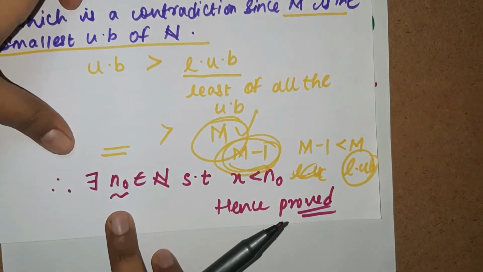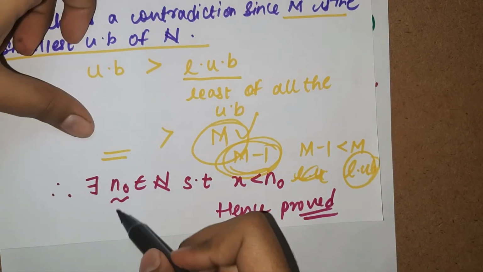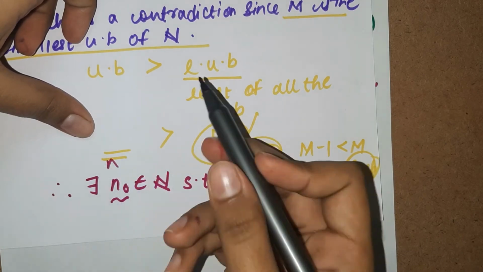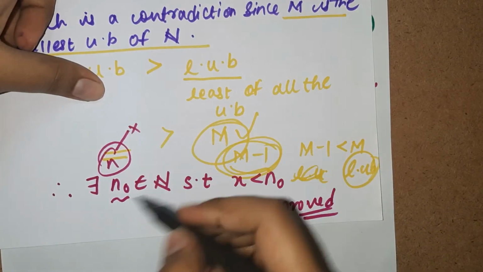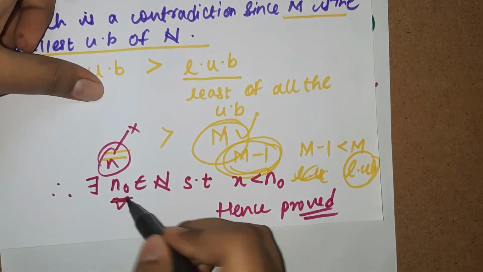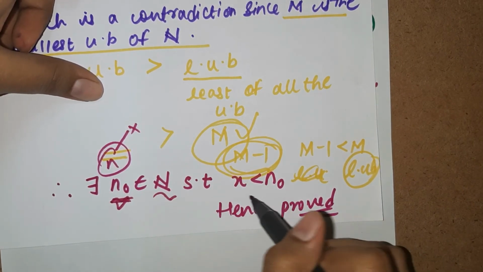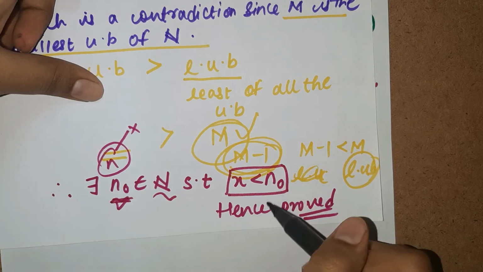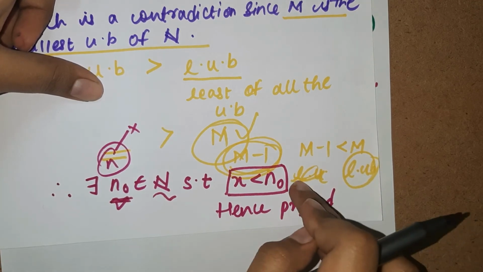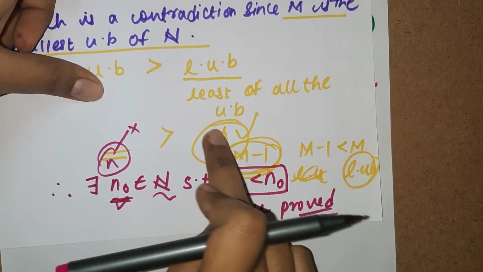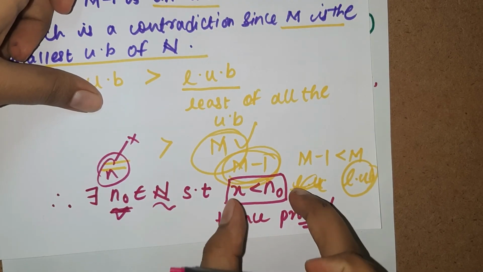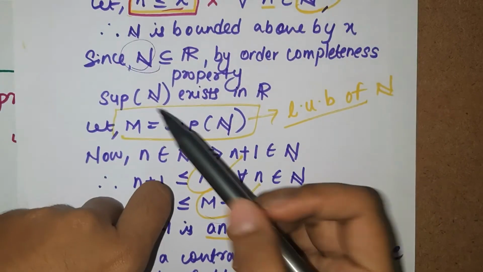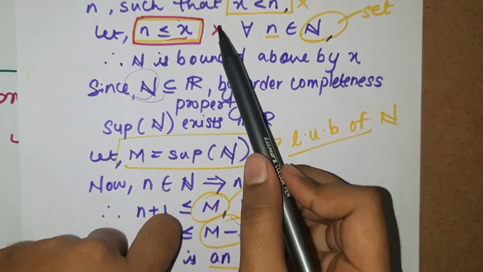Therefore, there exists n naught. We are not taking n because we have already taken this element n in the above proof. Therefore, we do not take this n. We take this new element n naught which belongs to the natural numbers such that x is less than n naught. And if we put it like that, we would not get this thing. That's why we say it to be like this. So this condition is valid. This condition which we proved right here is not valid.